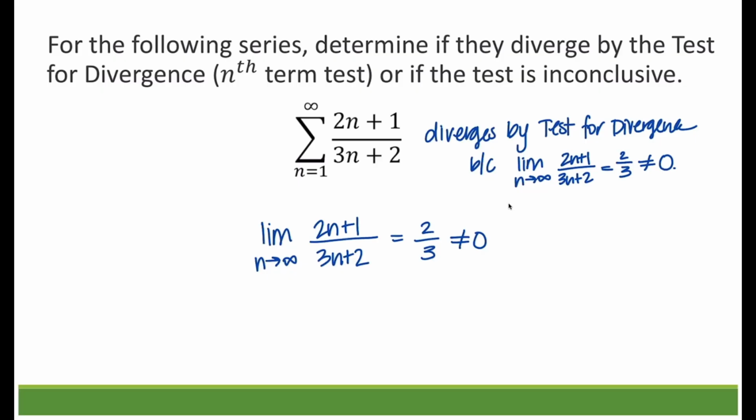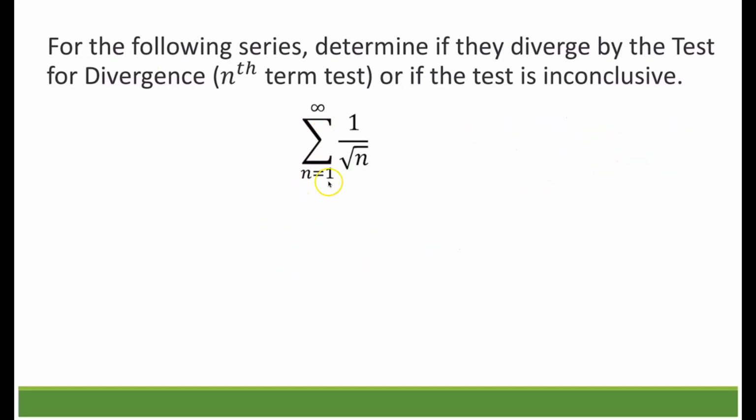For this example, I have the sum of n equals 1 to infinity of 1 over the square root of n. So if I do the limit as n approaches infinity of 1 over the square root of n, I have a constant over a function of n that's getting bigger, so this entire fraction is going to 0. Now, what does that tell me? Nothing. The test for divergence is inconclusive.